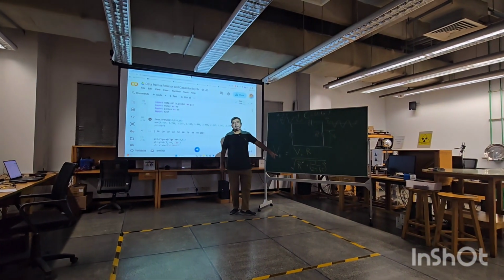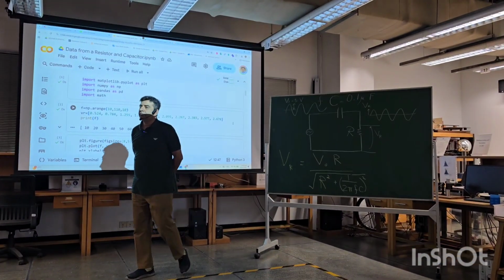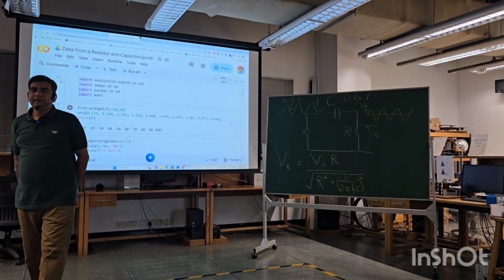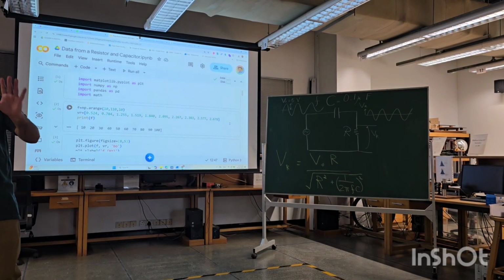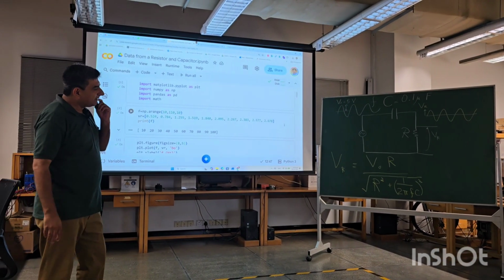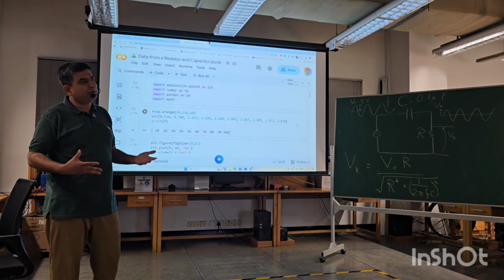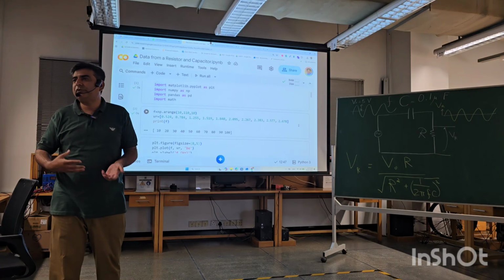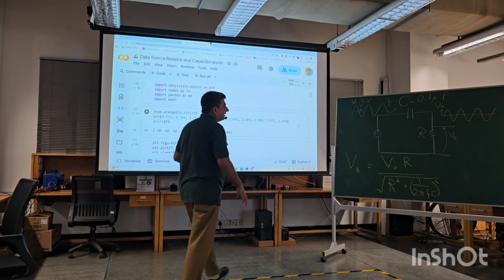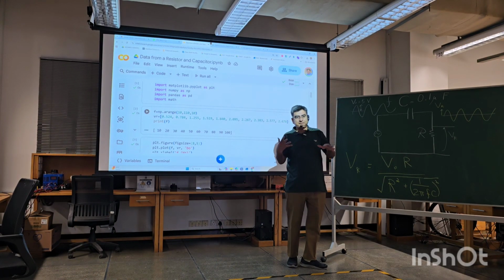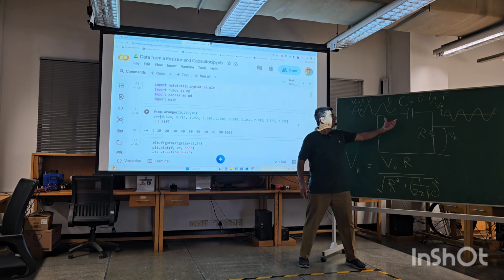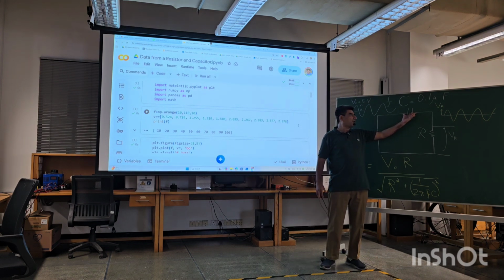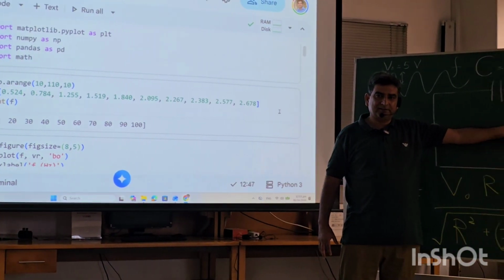Is VR a linear function of frequency? No, it's not. That's one thing. The second thing is, you may or may not know how this model is derived. For the enthusiast, I would just like to mention that this is just a voltage divider. So there is some voltage here, some of the voltage appears across this capacitor and some across this resistor.